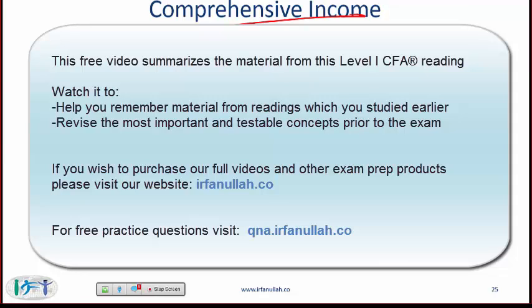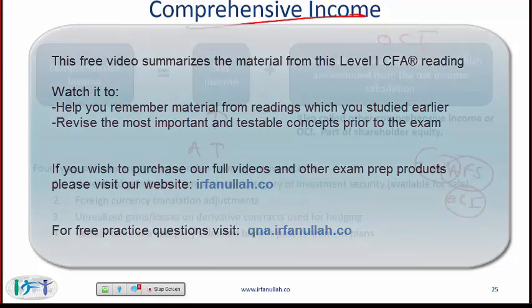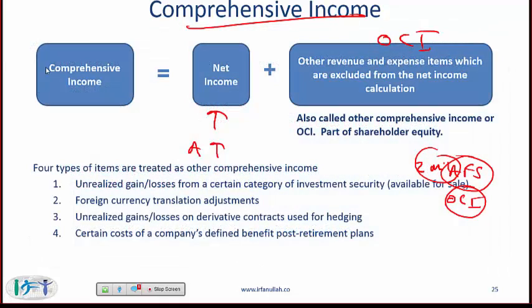So let's ignore 2, 3 and 4 for now. If you have, let's say, 2 million in terms of unrealized gain on AFS securities, is the 2 million showing up in net income? No. But is equity going up? Yes. So that 2 million is part of comprehensive income, even though it's not part of net income. And the 2 million shows up in OCI.